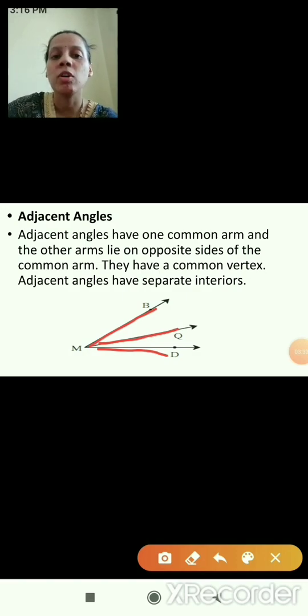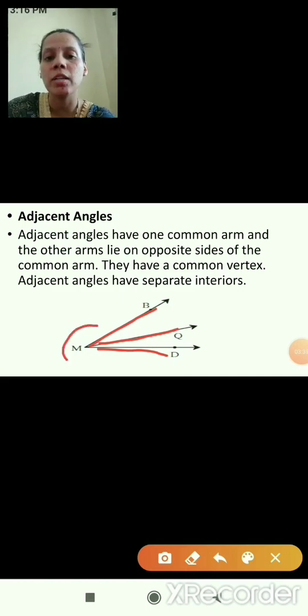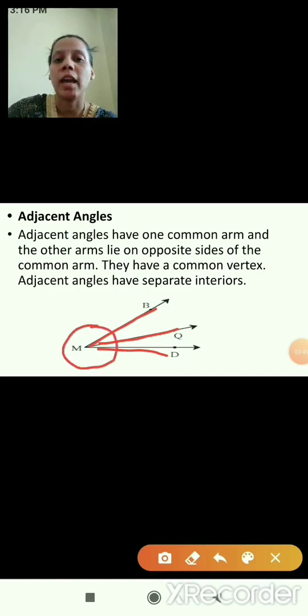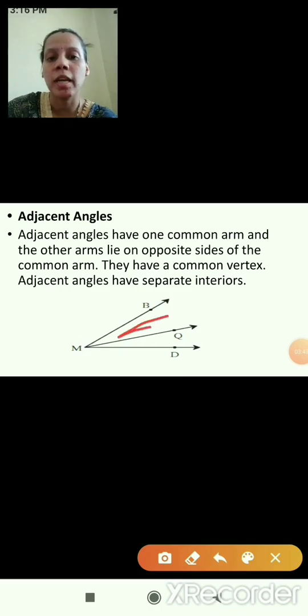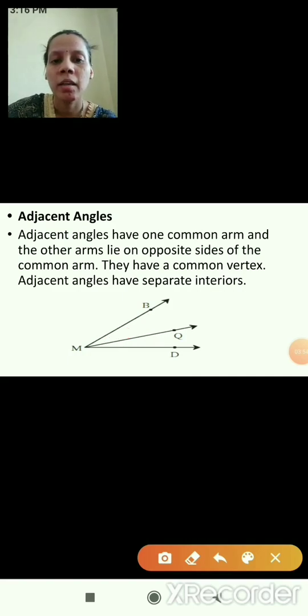They have a common vertex. Which is the common vertex here? Point M, correct. Adjacent angles have separate interiors. This is the interior of angle BMQ, and this is the interior of angle QMD. So adjacent angles have a common vertex, a common arm, but separate interiors. So they are called adjacent angles.